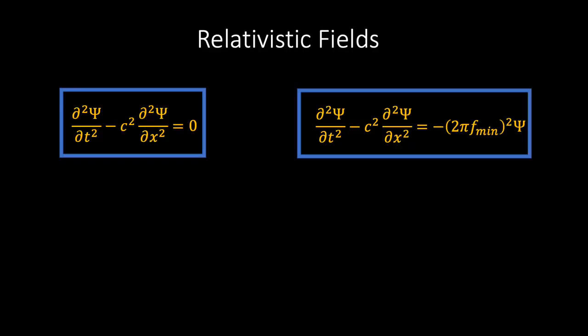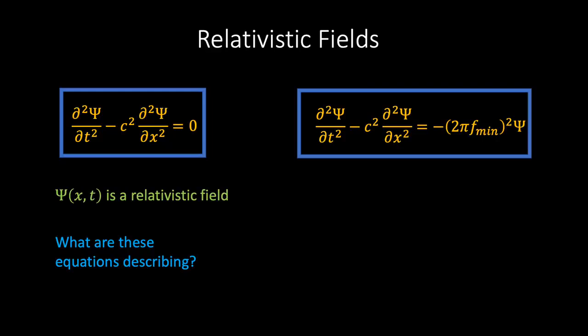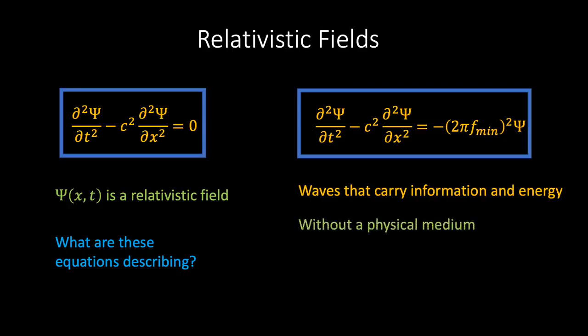The only difference now is that we're going to label our relativistic field function using psi, and c refers to the speed of light. So what exactly are these equations describing? Well, firstly, both of these relativistic wave equations describe waves that carry information and energy from one point in space to another. Furthermore, it's important to emphasize that a relativistic field does not describe the property of some ordinary physical medium. There is no underlying medium. In fact, as far as we can tell, relativistic fields may be among the most fundamental elements of reality.